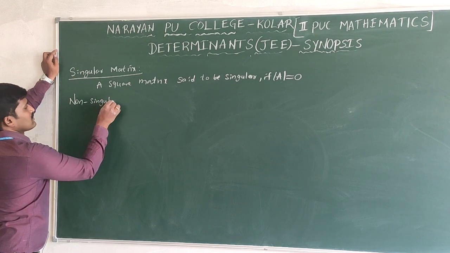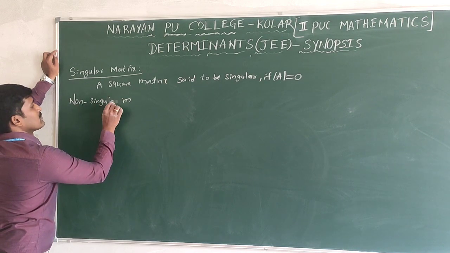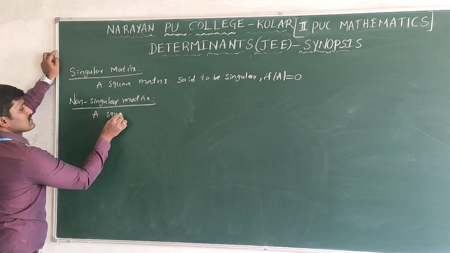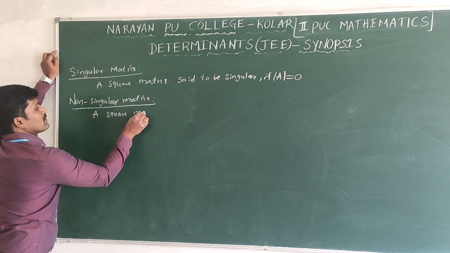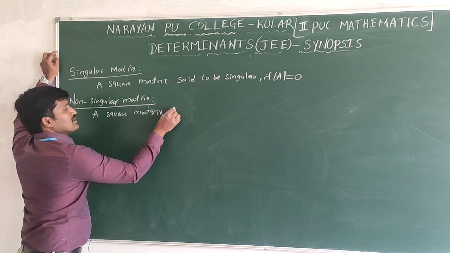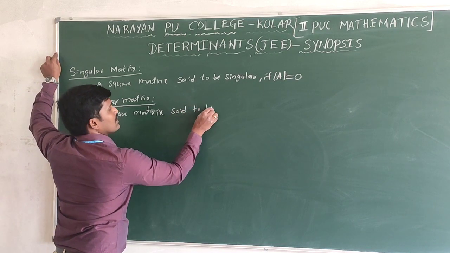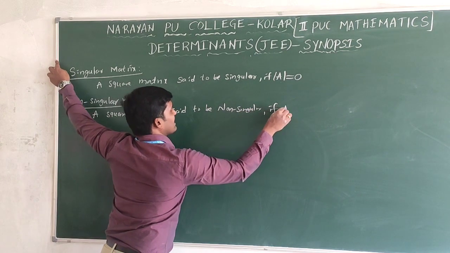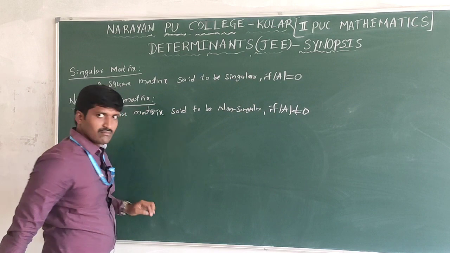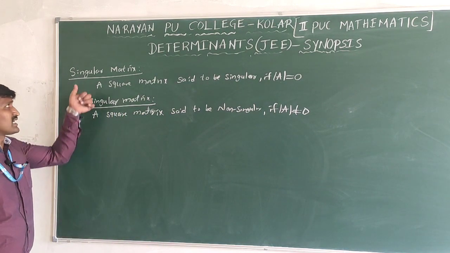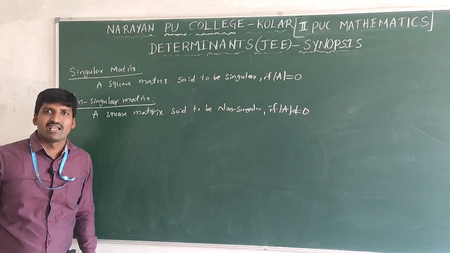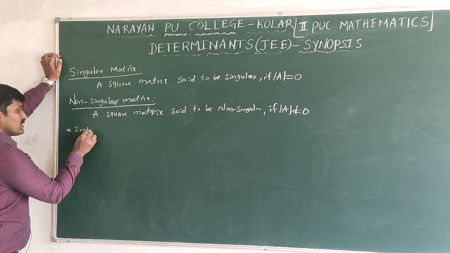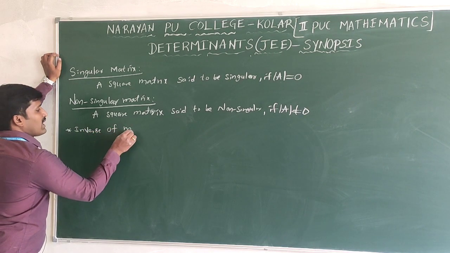Next, non-singular matrix. Same, a square matrix is said to be non-singular if det A is not equal to 0. If the value is 0, that is a singular matrix. If it is not equal to 0, it means a non-singular matrix. And how to find inverse? Inverse of a matrix.